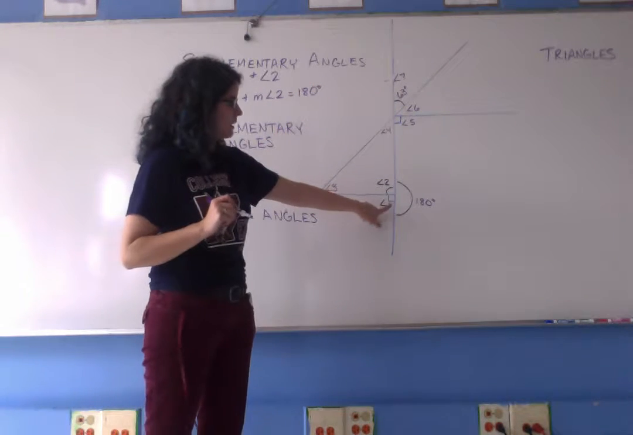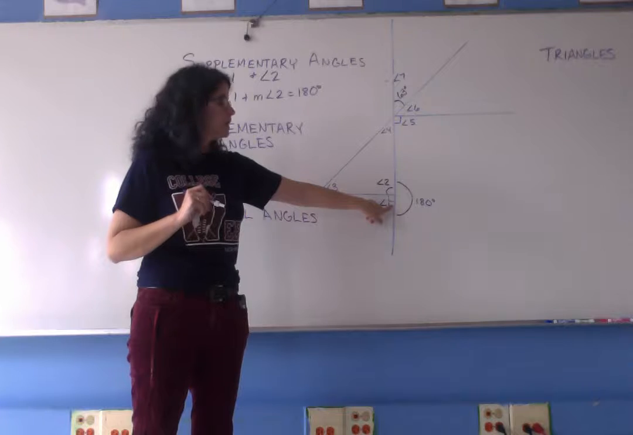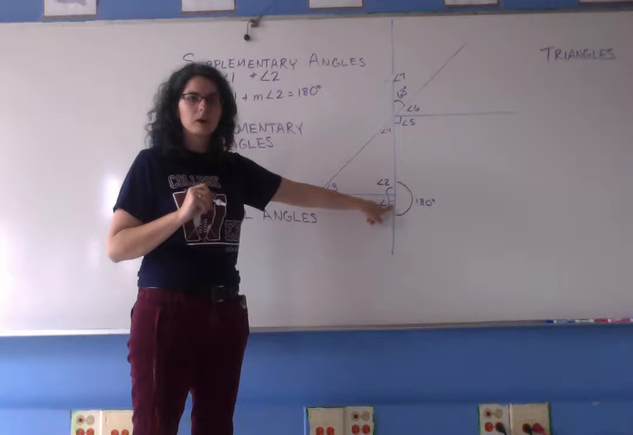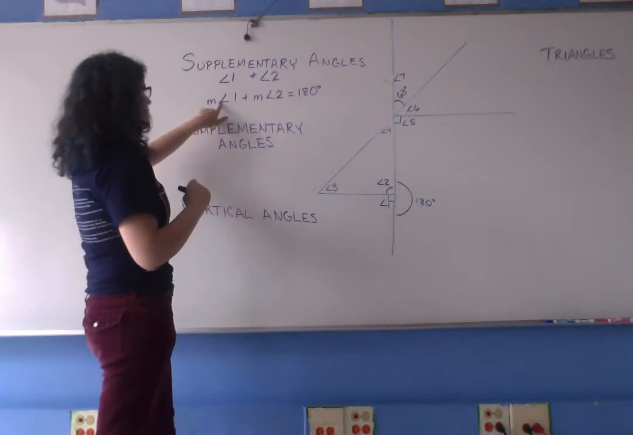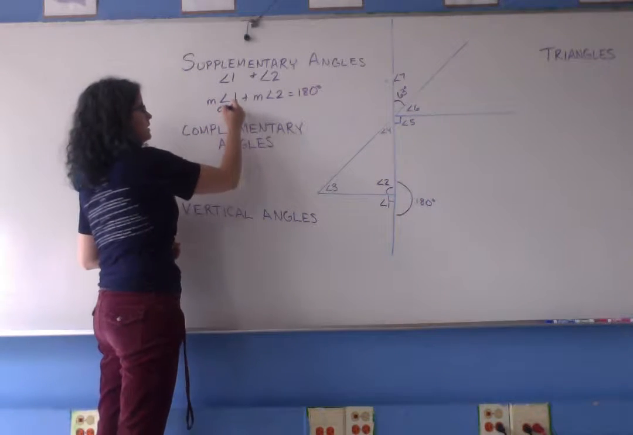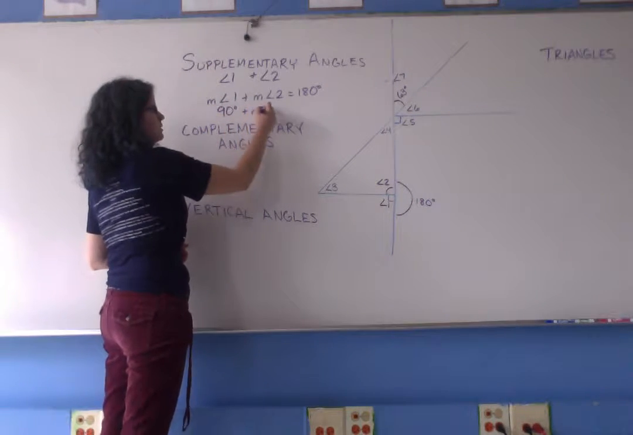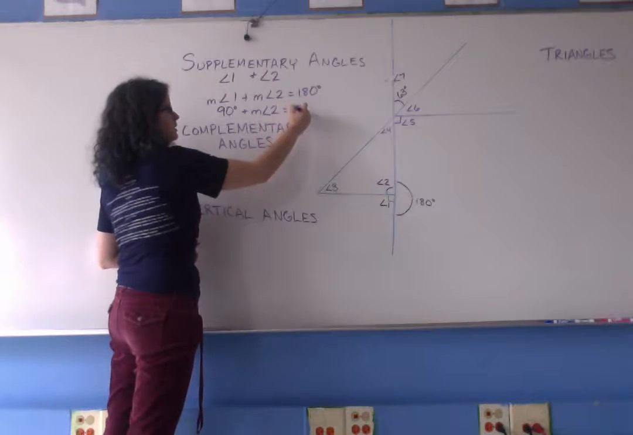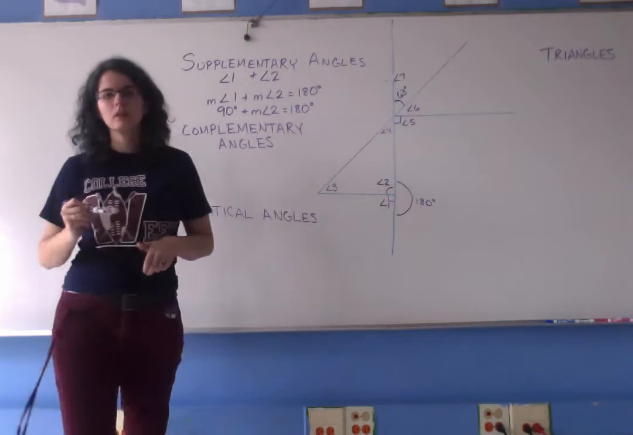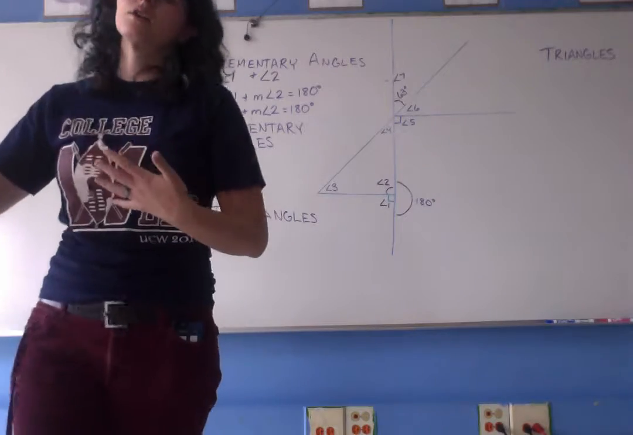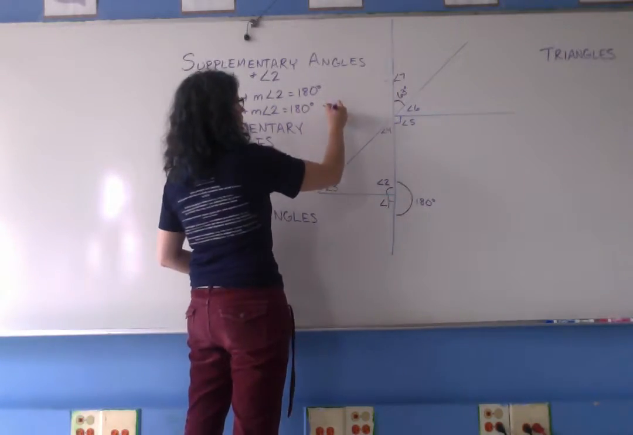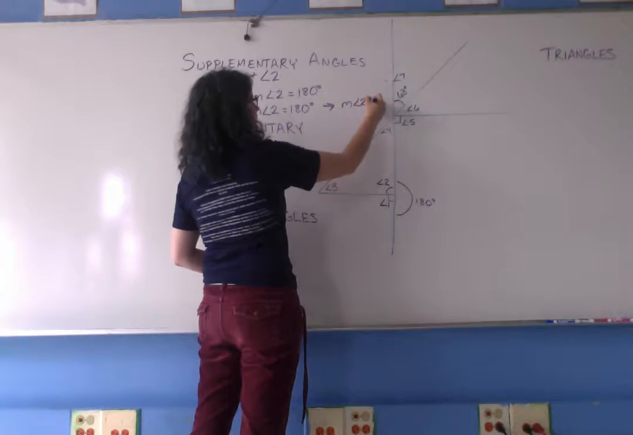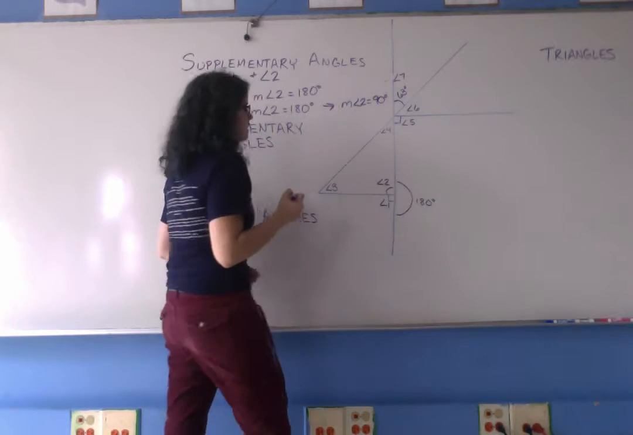Well, fortunately for me, I've already got some information here. Don't trust it unless you see that box. That is saying that this is a right angle right here. So I know that the measure of angle 1 is actually 90 degrees. So 90 degrees plus the measure of angle 2 is going to need to equal 180 degrees. Well, I know if I want to get 180, 90 plus 90 would give me 180. So measure of angle 2 is going to have to be 90 degrees.